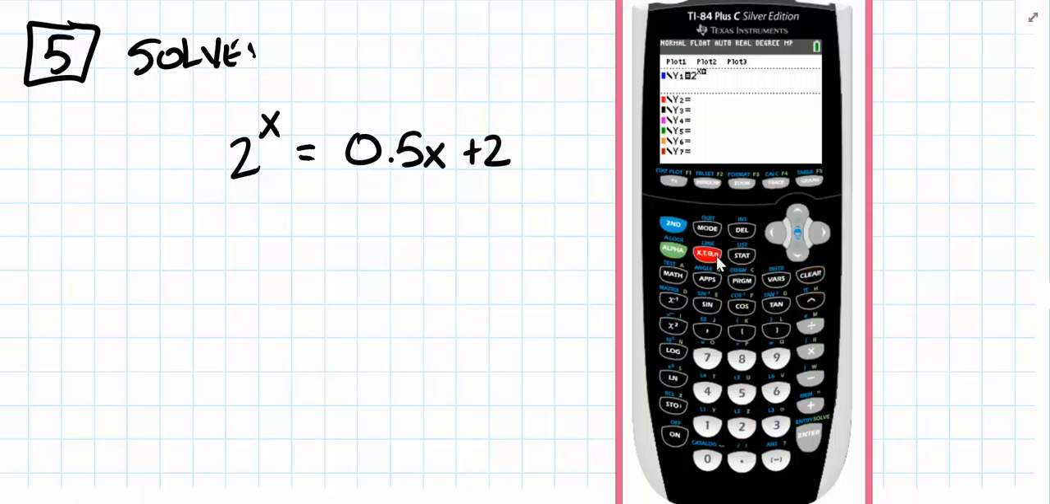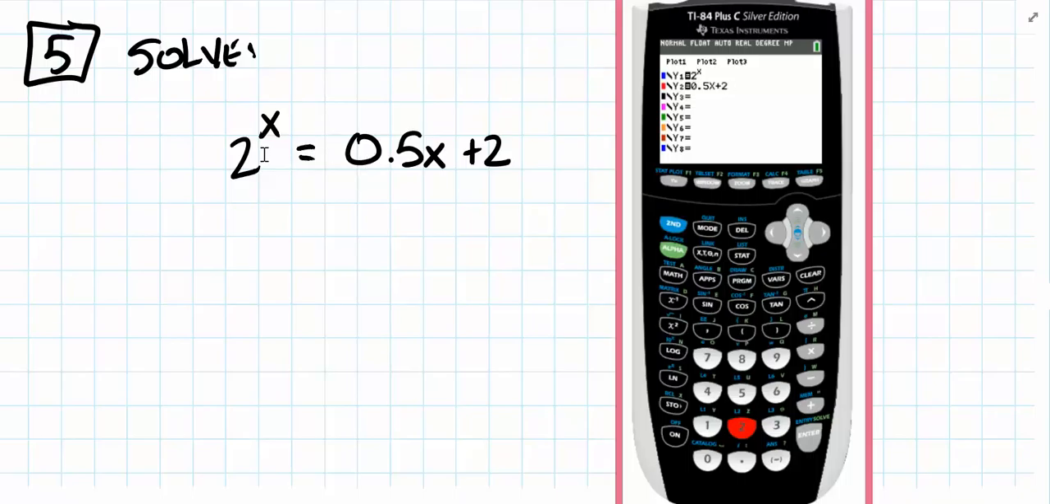Then I'm going to go down and punch in a second equation, which is the one on the right-hand side. So I'm going to say 0.5x plus 2. Okay? So notice I'm graphing 2 separate equations in 2 separate y equals. And I'm interested in where they cross because that's where they're going to be equal to each other. So then I'm going to hit zoom 6 to make sure that we're all staring at the same picture.